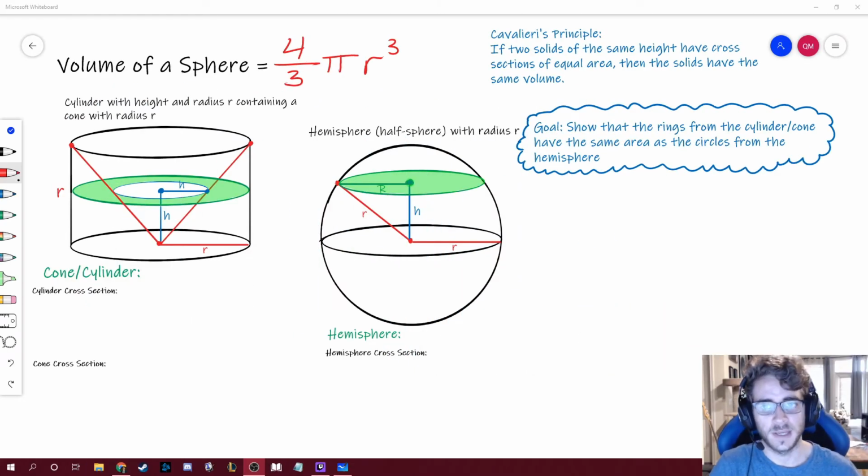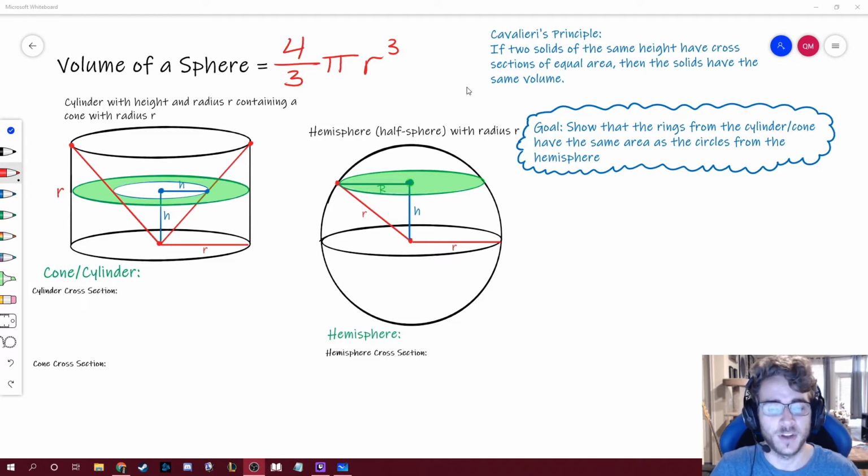Hey everybody, today we're going to be talking about how do you derive the volume of a sphere formula, which we've already discussed is 4/3 pi r cubed. The main tool that we're going to be using to do this is called Cavalieri's principle. This is kind of a precursor to some integral calculus methods that aren't really that important right now.